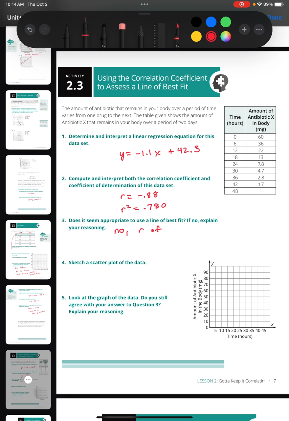An r of negative 0.88 and r squared of 0.780 are not extremely close to 1 or negative 1, respectively. Now, you'll remember on that first example from the calculator screen, we had an r before we talked about what r squared meant. Both the r and the r squared were 0.99. That would more relate to a strong coefficient of determination that represents a linear function. Okay, and if we sketch this, we're going to see why here.